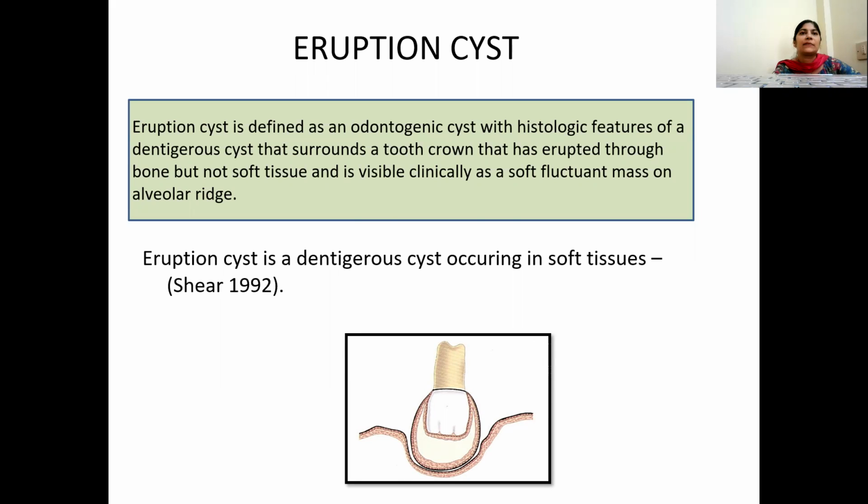The next cyst, that is the eruption cyst. Eruption cyst is defined as an odontogenic cyst with histological features of dentigerous cyst that surrounds a tooth crown that has erupted through bone but not soft tissue and is visible clinically as a soft fluctuant mass on the alveolar ridge. So the definition goes like this. Eruption cyst is a dentigerous cyst occurring in soft tissues, as given by Shear in 1992.